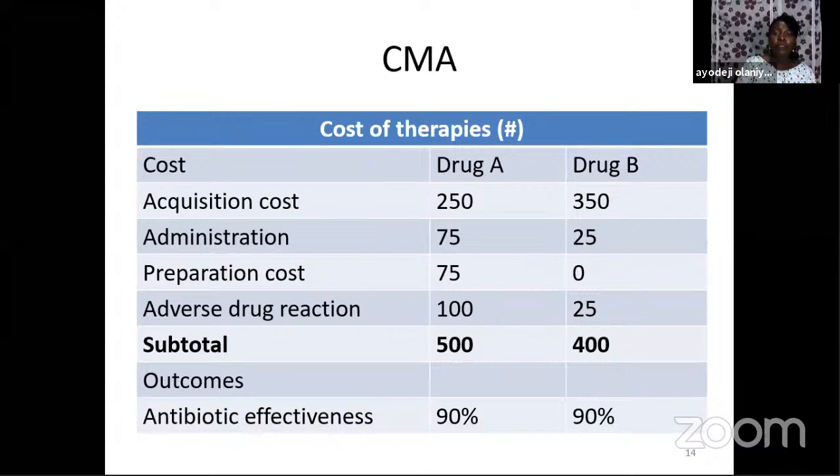You can see from this table, this is an example of how the analysis are being carried out. The CMA, cost minimization analysis. When you look down, the last line, you see the antibiotic effectiveness is 90% for drug A and 90% for drug B. This shows that the outcome is the same. So now we are left with the costs. Compare the cost. The subtotal for the cost for drug A is 500, while the subtotal for drug B is 400 naira. So the one with the least cost, that's the drug B, will be chosen for that particular treatment.